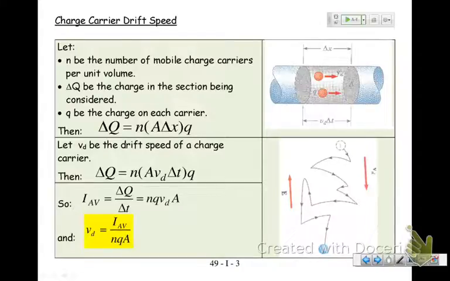Here, imagine a couple of charge carriers going through a piece of wire. I'm going to think of the piece of wire like a piece of pipe. It's got an area, so we have this area at the end. And it's got a certain length, so we'll call that delta x. Basically, I start asking myself some fundamental things. I say, let there be little n charge carriers per unit volume. Well, copper will have more charge carriers per unit volume than aluminum.